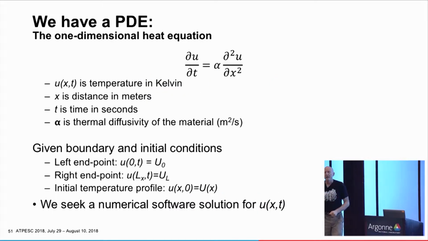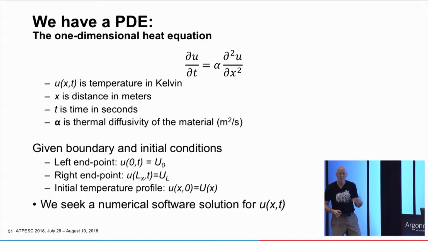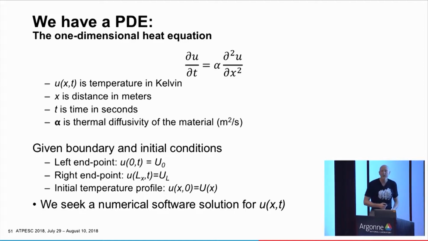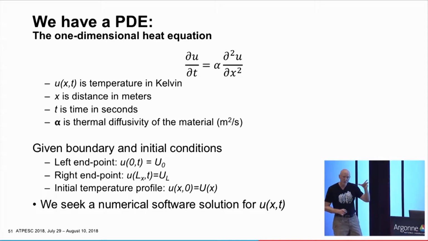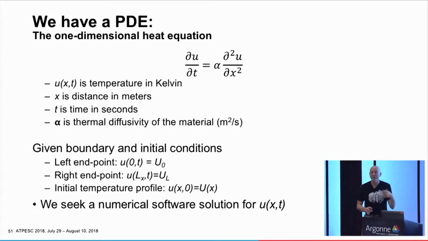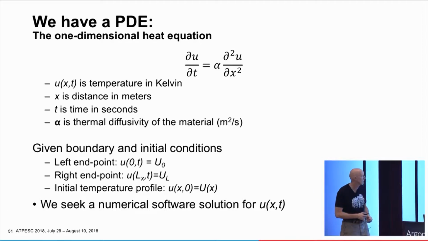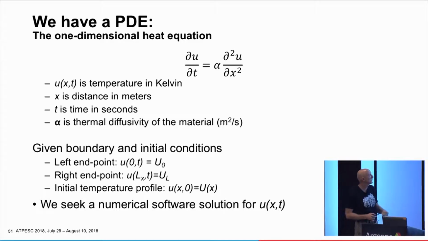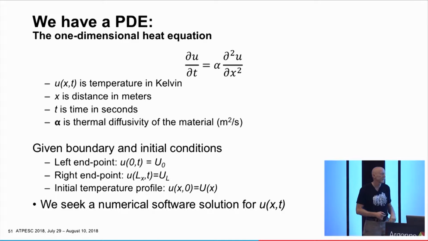So in order to solve this problem, this introduces, as Lori mentioned, the heat equation. We're going to deal with the one-dimensional heat equation. This is a partial differential equation. U is temperature, T is time, X is spatial distance, and alpha is a property of the material, in this case wood. It says how quickly heat can move through that material. And our problem is to seek a numerical solution to this based on left and right endpoint boundary conditions and an initial condition.